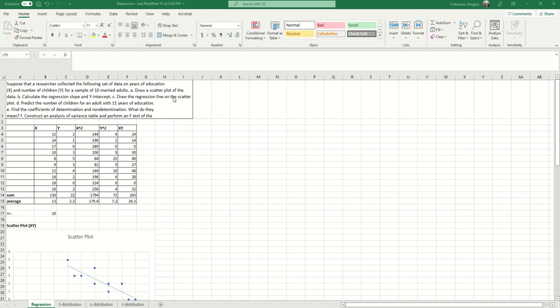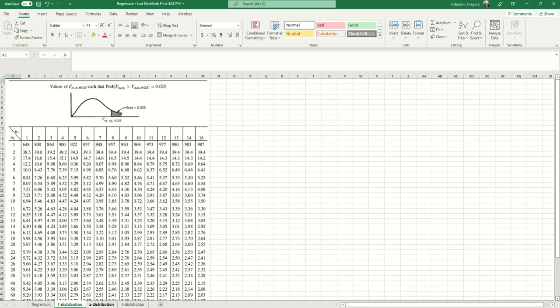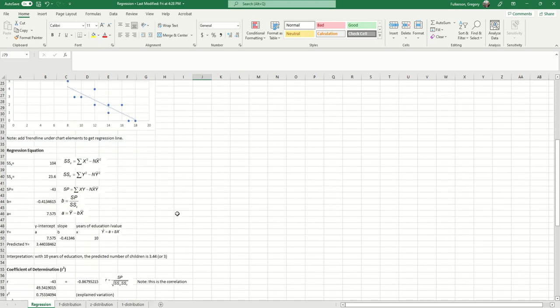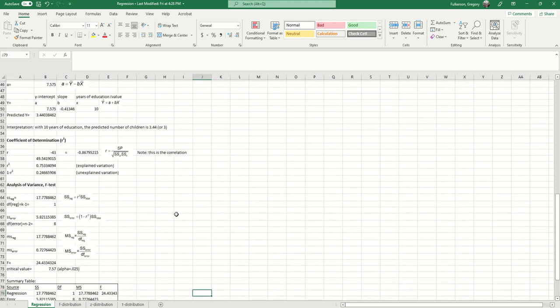Hi, this tutorial is going to take a look at our regression Excel calculator. So what we've got here is the tab for calculating a regression. We also have the F distribution, which will be useful for looking at the statistical significance of the regression. And we'll come down here.